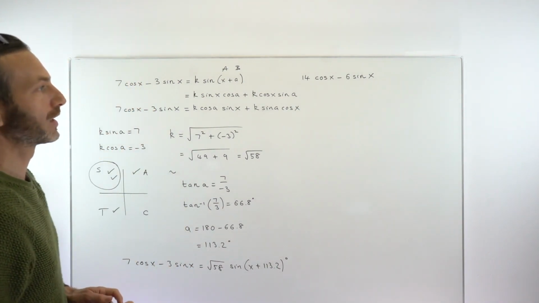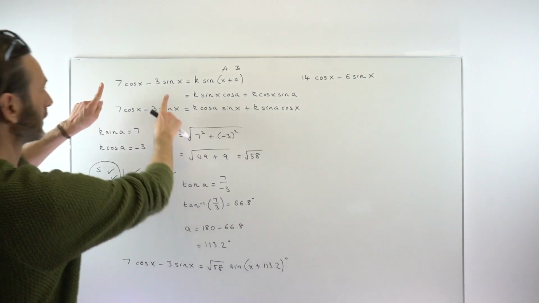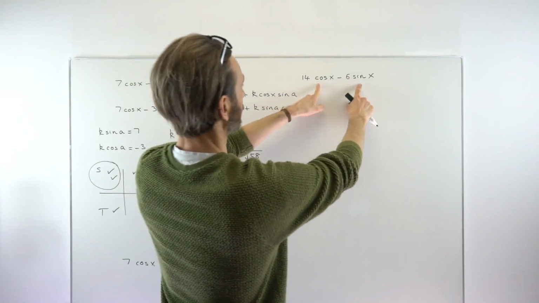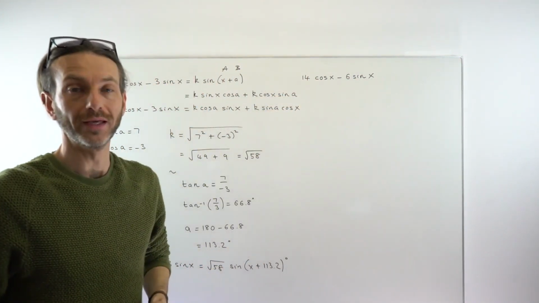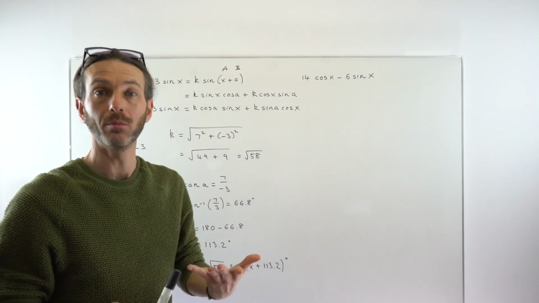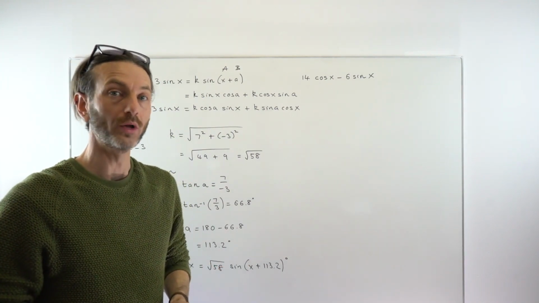Moving on to the second part. In the second part, they're not giving us this expression, they're giving us this expression, and they're asking us to find the maximum value, and then in the second part of the question, to find the x value where that occurs.